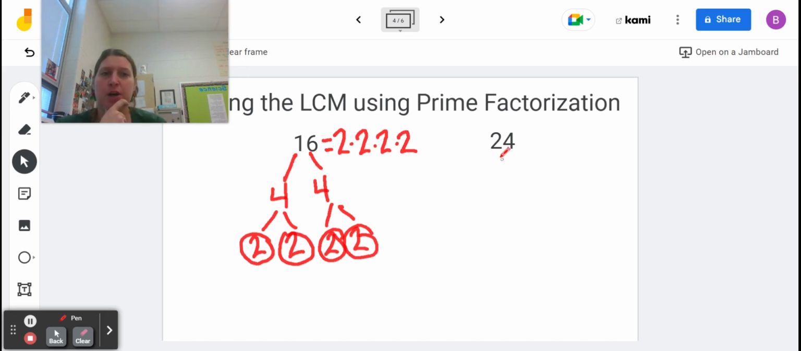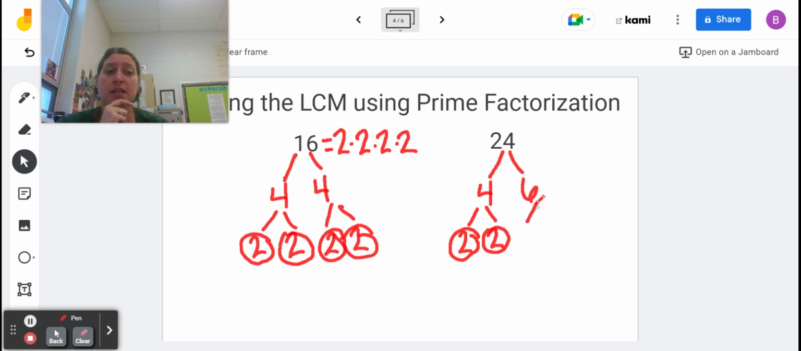I'm going to break it apart into 2 factors. Once again, there's multiple different options. I'm going to do 4 times 6. 4 and 6. Are either of those prime? No, so I need to break apart both of them. They're both composite. So 4 is going to be 2 times 2. I'm going to circle them. They're both prime. 6 is 2 times 3. Both 2 and 3 are prime, so I'm going to circle both.